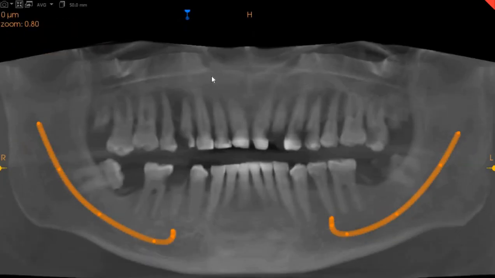This is the CBCT of the patient which you have requested. The area of interest is the upper right and left quadrant and the lower right and left quadrant.